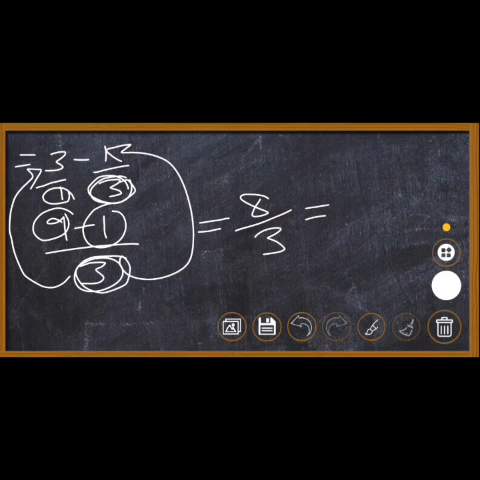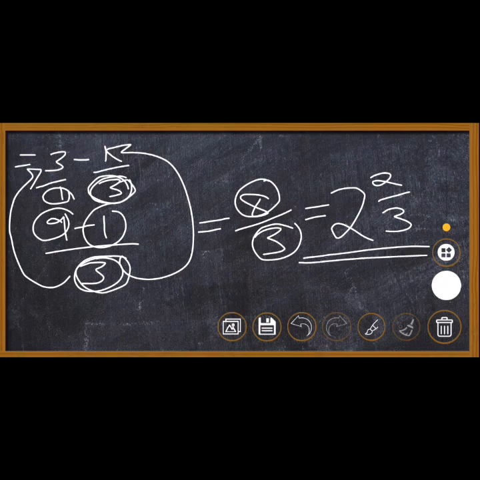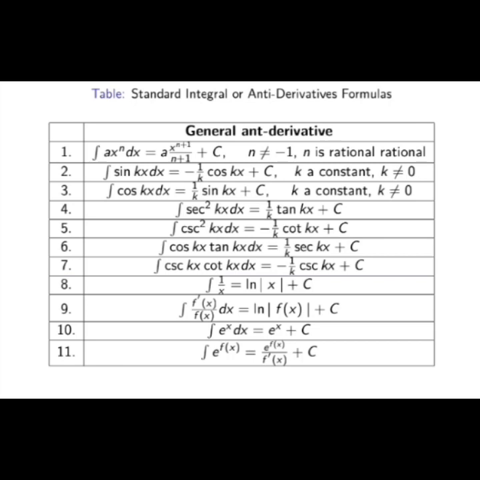If we want, we can simplify this. How many times does 3 go into 8? It goes twice, remainder 2 over 3. So this is our answer. Like I said earlier, you can simply pause the video and copy these general antiderivatives of different kinds of expressions.